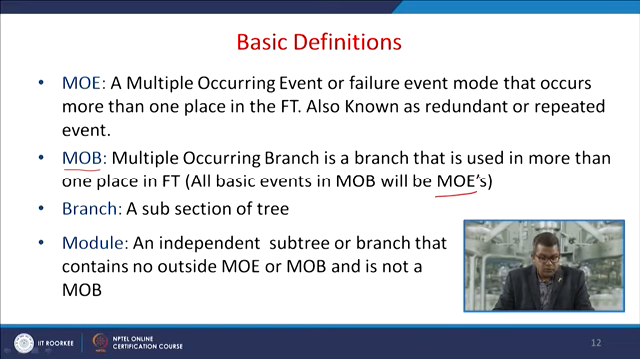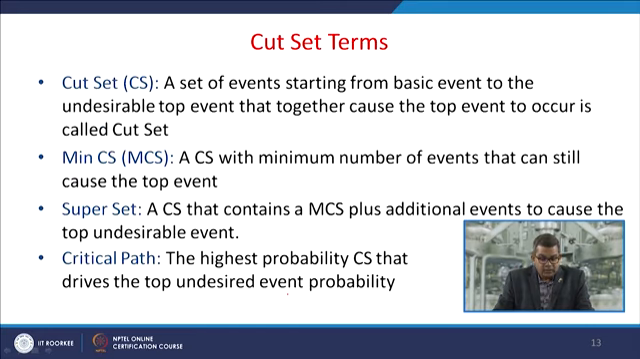A branch is usually a subsection of a tree. The module is an independent subtree or branch that contains no outside multiple occurring event or multiple occurring branch and is not a MOB, that is, a multiple occurring branch. There are certain cut sets. A cut set is a set of events, starting from basic events to the undesirable top event, that together cause the top event to occur.